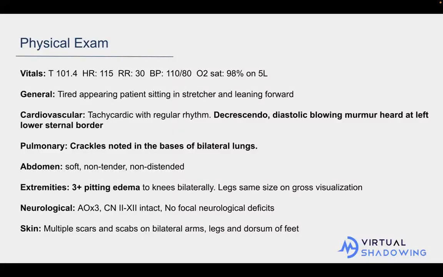So he looks kind of like a sick guy. He's tired appearing in the stretcher. He's kind of leaning forward, looks pretty uncomfortable. Cardiovascular system wise, as we said, he's tachycardic, can hear his heart beating really fast, but the rhythm is regular. We hear this decrescendo diastolic blowing murmur at the left lower sternal border, which we can talk about what that means in a bit. I think I have a picture of the chest wall somewhere.